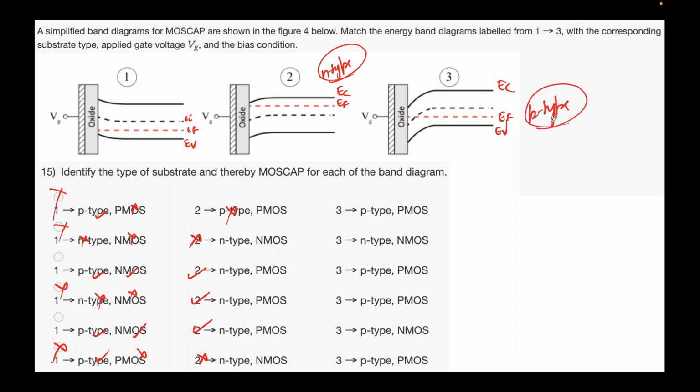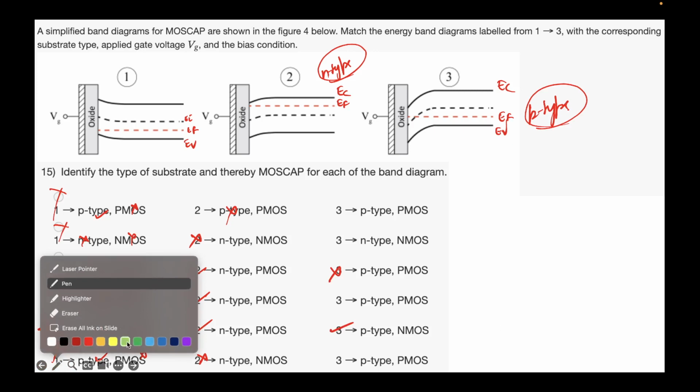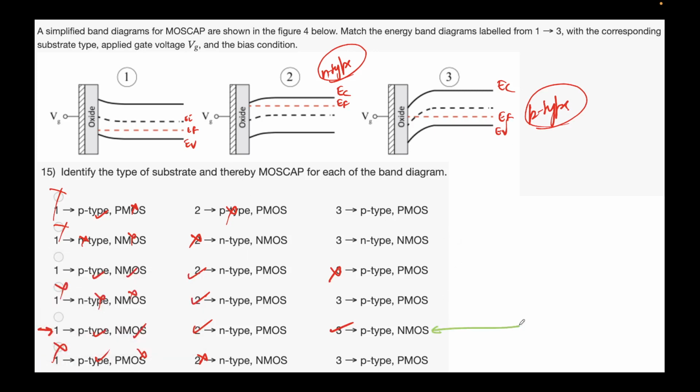For the third material, EF is closer to EV, which means this is a p-type material, and p-type material can give rise to an inversion layer of electrons, which we call such devices NMOS. So we have a p-type and NMOS. So this is incorrect, this is correct. This option is the correct one, highlighting in green, so this option.